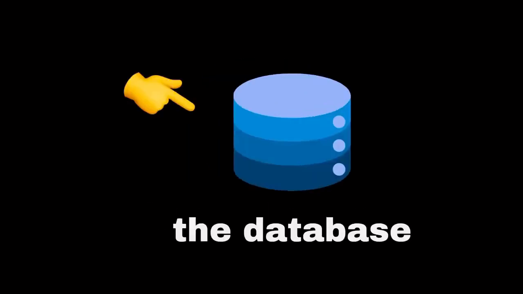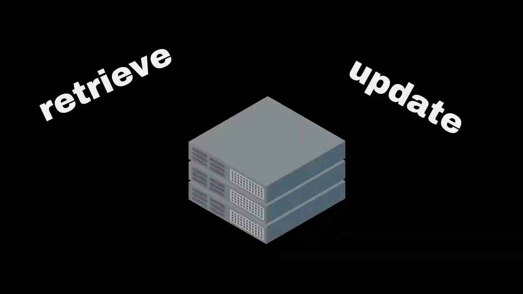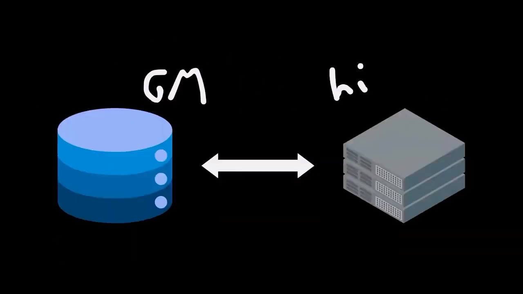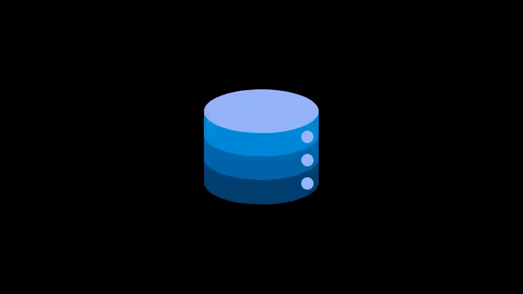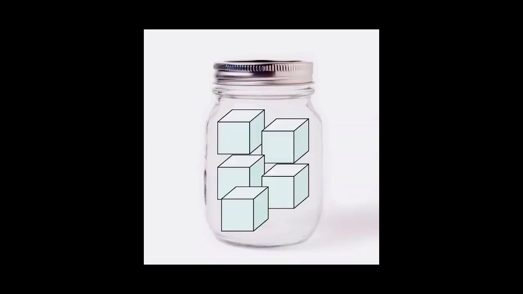Finally, we have the database. The database is where all the data is stored, everything from user profiles and passwords to product information and transaction histories. Think of it as a giant organized library of information. When the server needs to retrieve, update, or delete data, it communicates with the database. Databases can be managed using systems like MySQL, PostgreSQL, MongoDB, or others, depending on the needs of the application. The database ensures that all the data is stored securely and can be accessed quickly when needed.